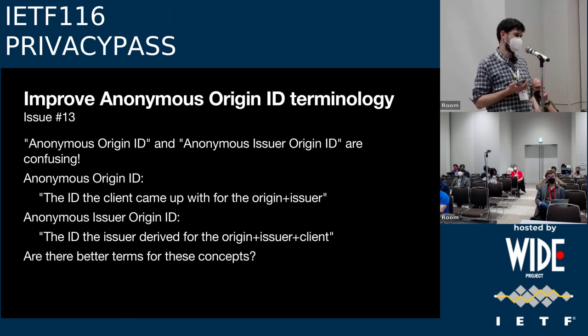The names are unwieldy. The anonymous origin ID is not terrible, but the name for the thing that the issuer generates in response to it, that you compare against in the bucketing, is pretty confusing and doesn't have a great name. So we should fix this. I don't have great ideas. If people do, please bike shed, but otherwise, I guess we'll just put our thinking caps on.